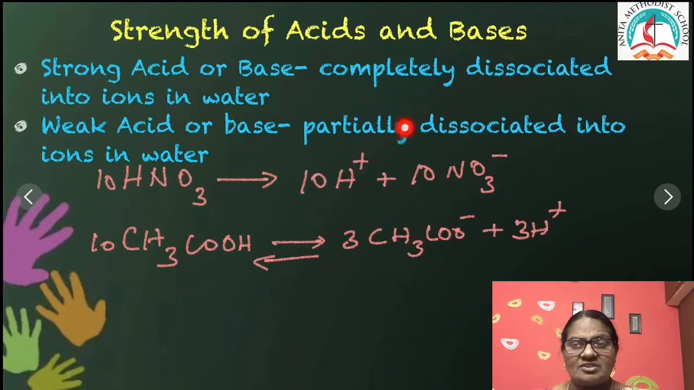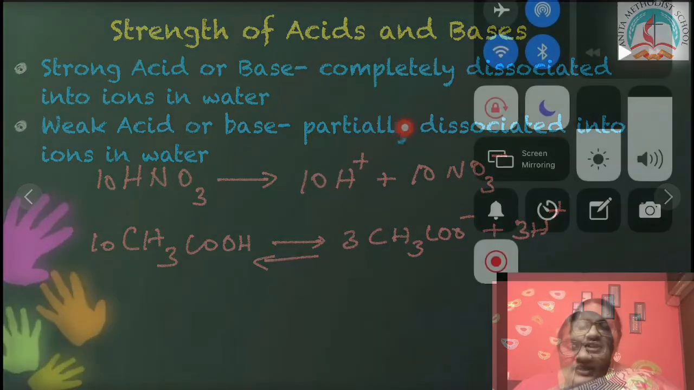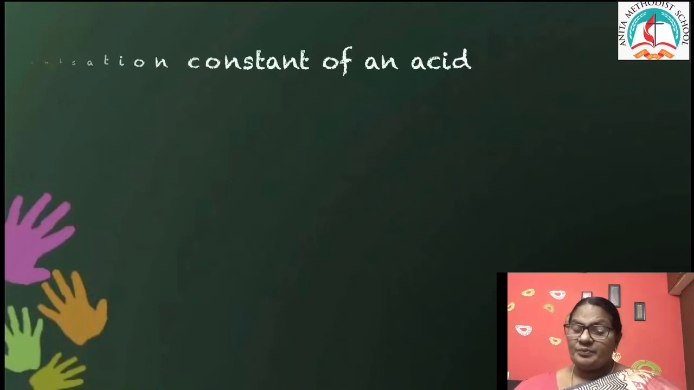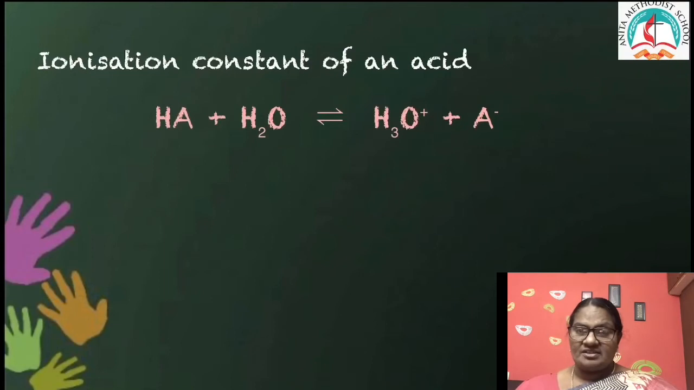So complete dissociation is called strong acids and bases. When they are partially ionized, they are called weak. So let us try to derive an expression for the ionization constant of an acid. Throughout we have been seeing, I have an acid, usually or generally acid is represented as HA.